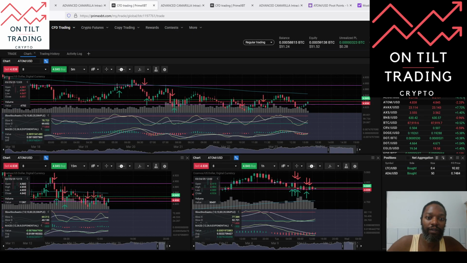Up here you have candlestick area. Down here this is a volume profile. This is a slow stochastic. This is the MACD indicator. These purple lines that you see here, these are Camarilla pivot points. This is Camarilla pivot S3.